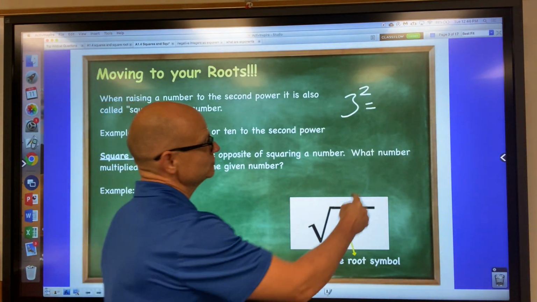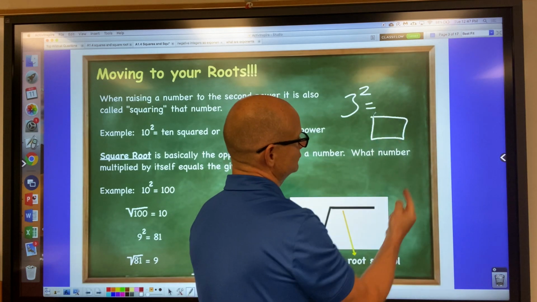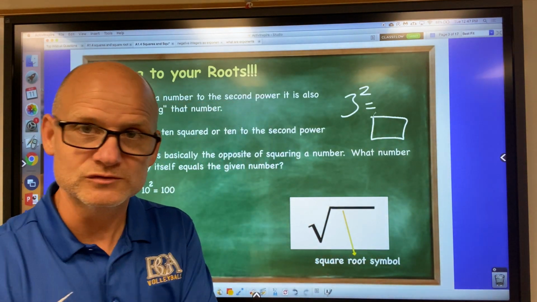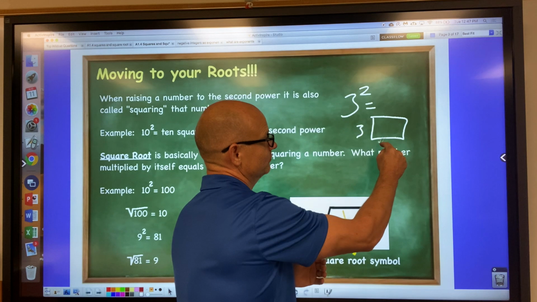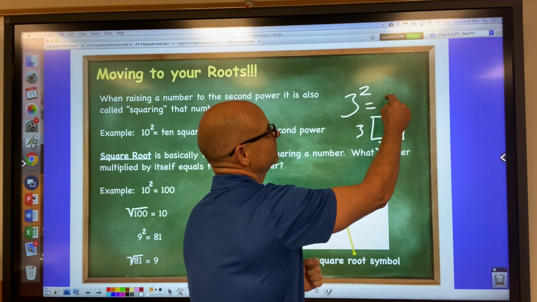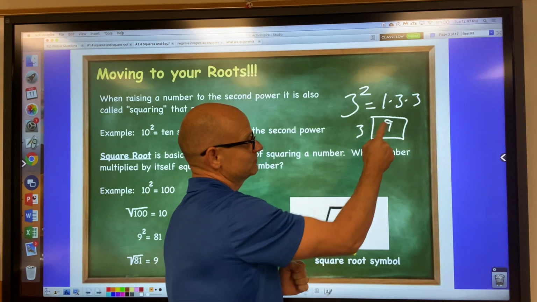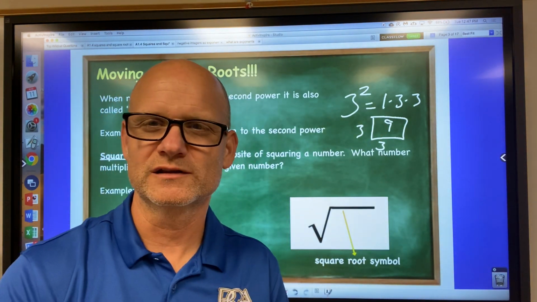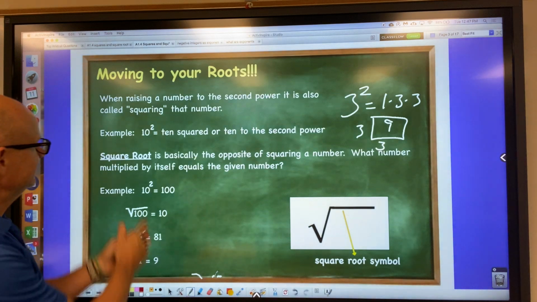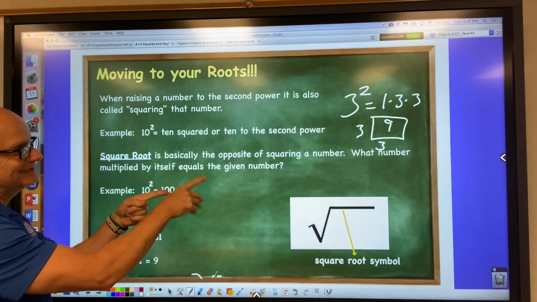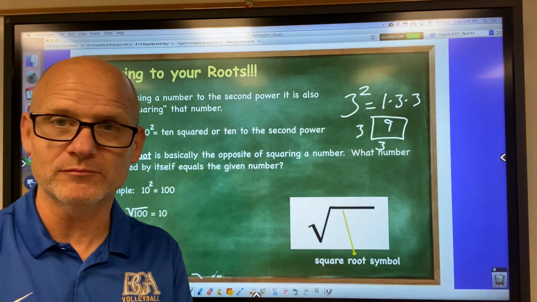And why? Because when you think about a square, remember both sides are equal. So if this is 3 by 3, 3 to the 2nd power is really 9, right? 3 times 3 is 9. So that's why they call it squaring the number. And then here it says square root. Well, that's basically the opposite of squaring a number.